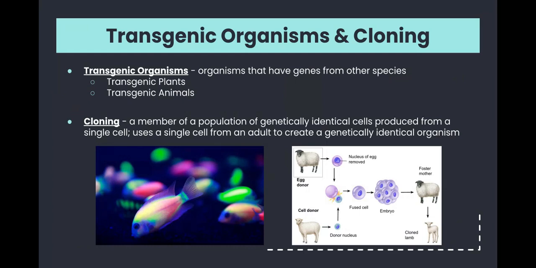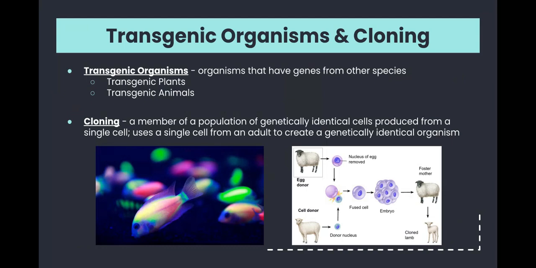Now, there are some other terms that we need to know with biotechnology. We have learned how to create transgenic organisms, which are organisms that have genes from other species. In other words, plants that have genes from other types of plants that have been embedded in there. We also have transgenic animals. We see this with our glowfish. We've embedded glowing genes into these fish that don't typically glow.